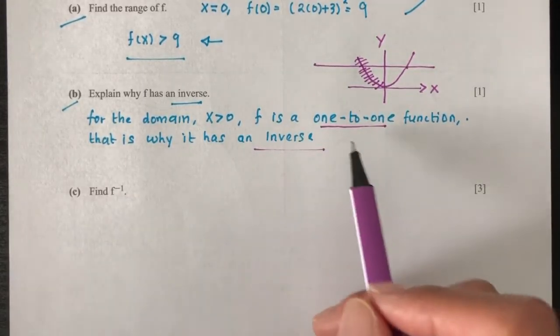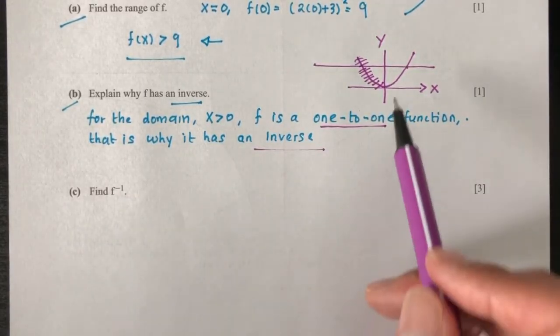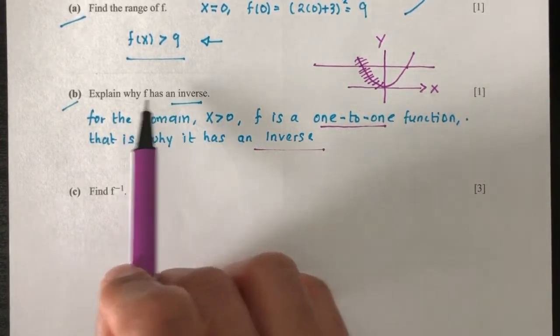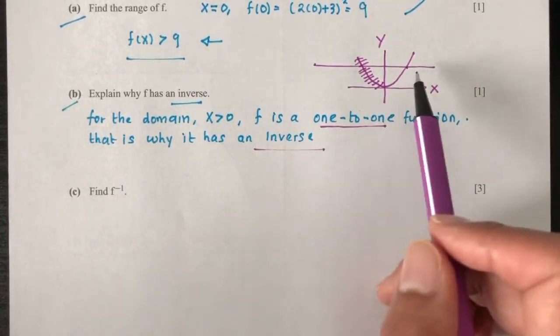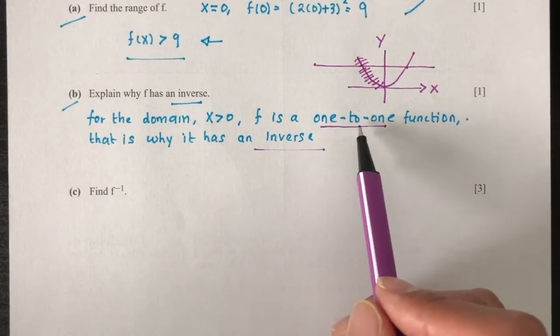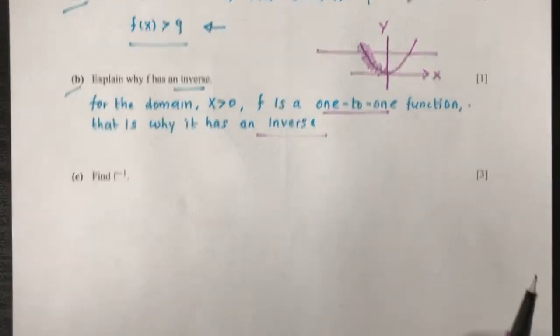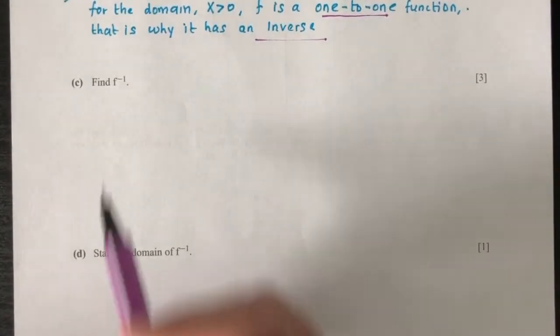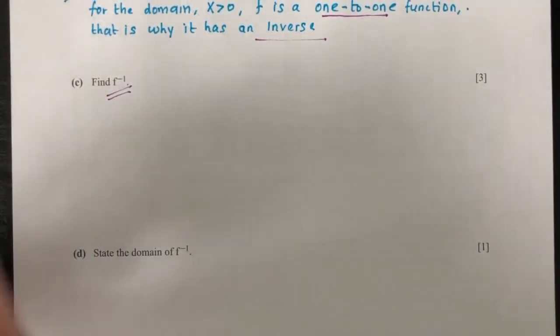And how do you know it is a 1-to-1? You know this by, if you draw the curve and draw a horizontal line, if it cuts the curve at only one point, that is when it is a 1-to-1 function. Okay, now let's move on to part C. Find f inverse of this function.